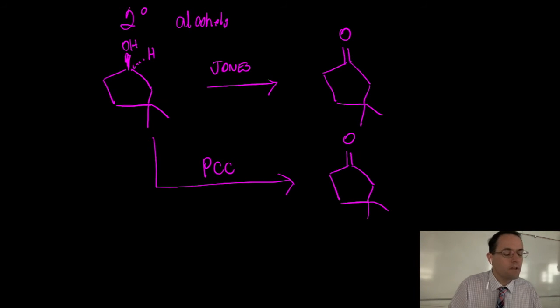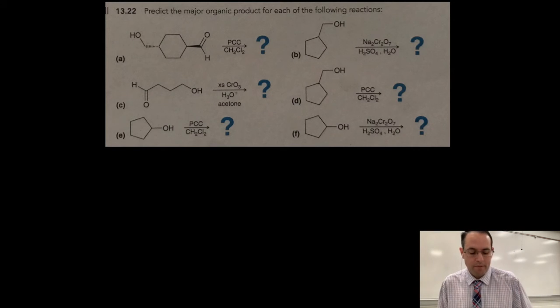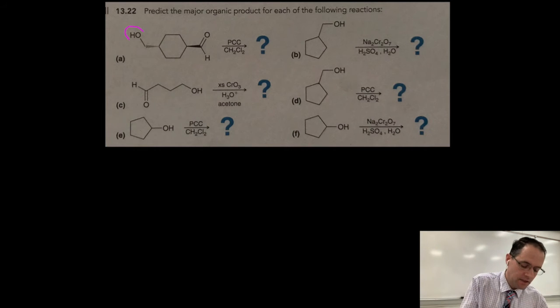So let's do some problems. Okay, let's try to do problem 13.22. It says predict the major organic product for each of the following reactions. So we basically just need to memorize what's going on there, okay? So PCC is the pyridinium chlorochromate. That's the more mild oxidizing agent that will selectively oxidize primary alcohols to aldehydes.